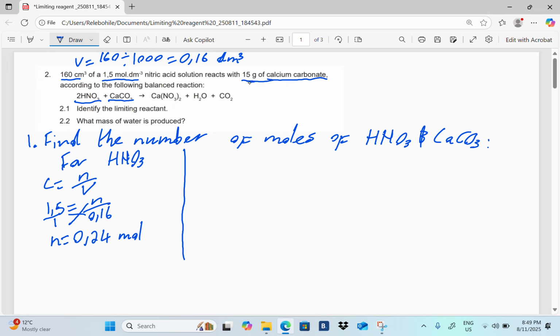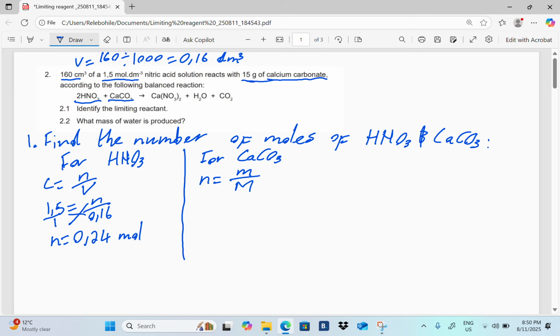Because I'm looking for the number of moles of calcium carbonate, I have to think of the formula that I will use, which will help me to find it. And that formula is going to be as follows. For CaCO3, to find my number of moles, I'm going to use n is equal to mass over molar mass.